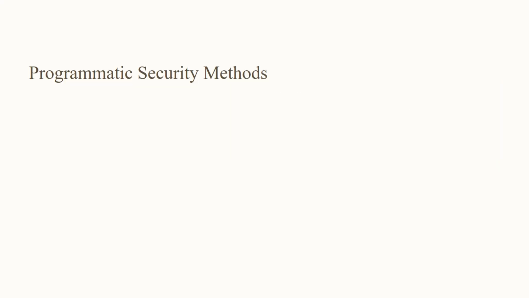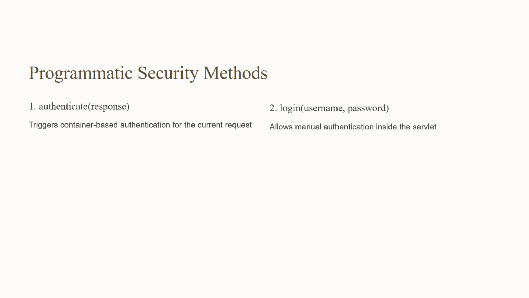Now let's explore some key methods used in programmatic security within servlets. The first method is authenticate(response). This triggers the container-based authentication process for the current request, allowing the server to verify the user's identity. Next is login with username and password. This method allows the application to perform authentication manually by passing user credentials directly within the servlet. The logout method is used to end the user session. It removes any authentication data, ensuring that the user is securely signed out of the application.